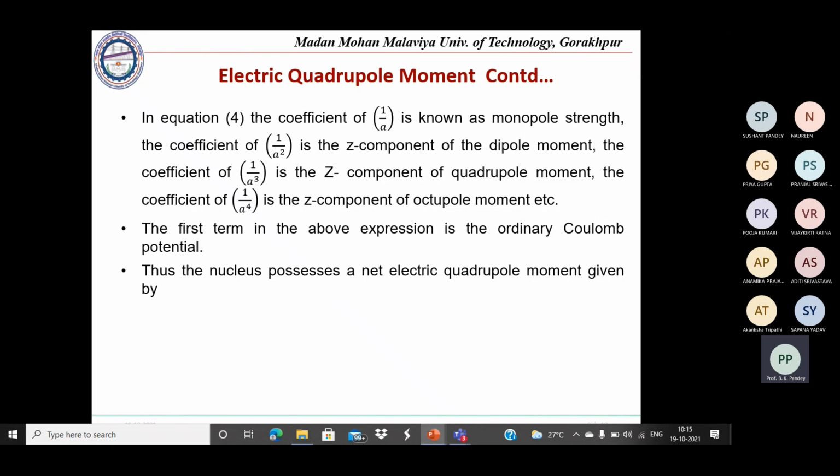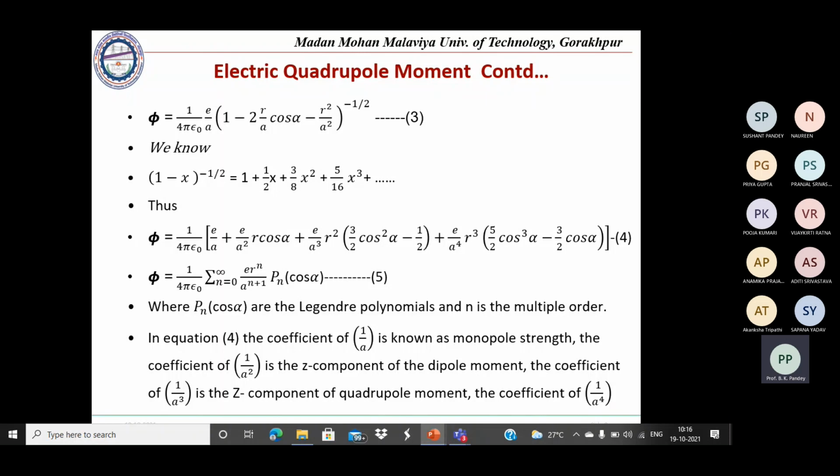Thus, the nucleus possesses a net electric quadrupole moment given by Q is equal to E R square within bracket 3/2 cos square alpha minus half. That is, for the quadrupole moment, as you have seen, the coefficient of 1 upon A cube has been collected here, and you will see what the coefficient of this is, E upon E R square. See the third term: E upon R cube A cube into R square multiplied by 3/2 cos square alpha minus 1 upon 2.